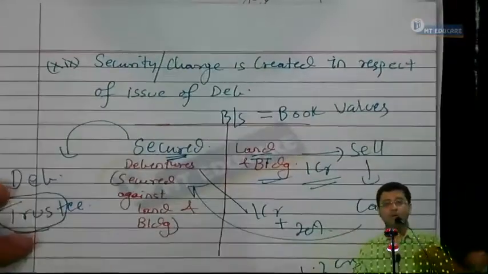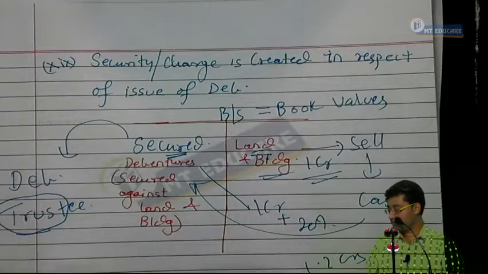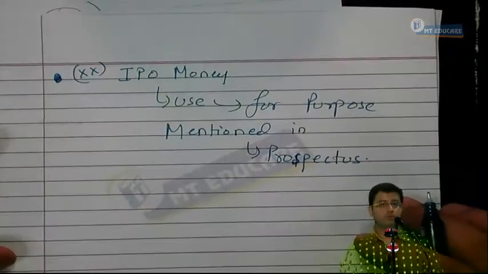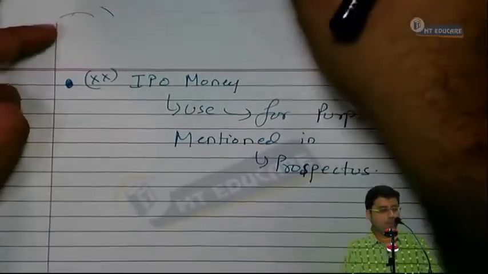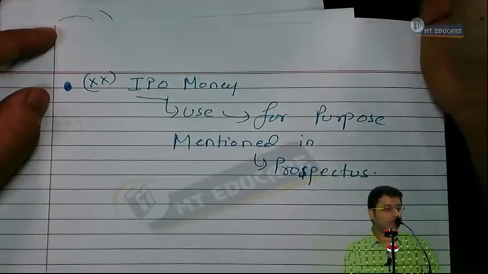So you have to see this point in CARO. You can read it, it's on page 39. Clause number 20. Clause number 20 is on initial public offer.